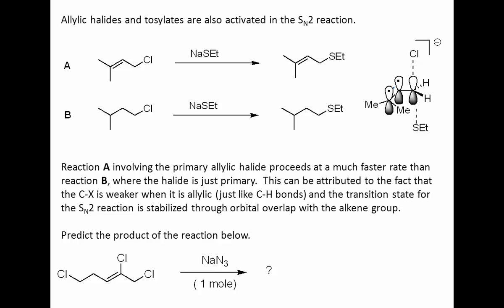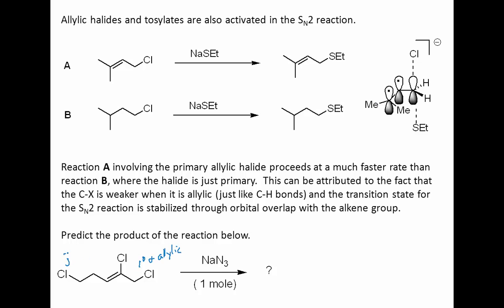Okay, so the compound below has 3 different halogens. See if you can predict the product of this reaction before I actually present the answer. Okay, so in this one we have 3 different halogens. Okay, this is primary and allylic.